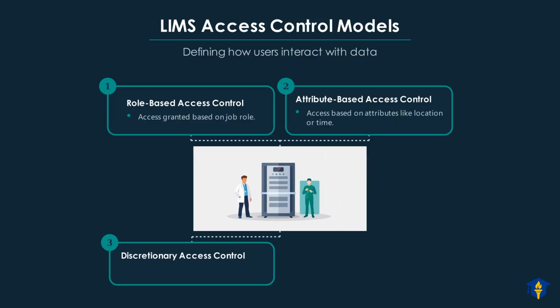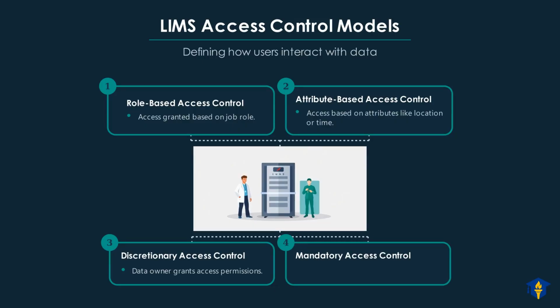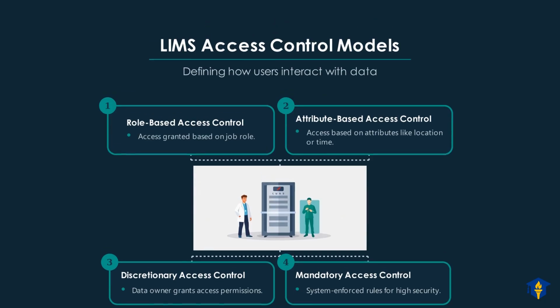Discretionary access control allows the data owner to grant or revoke access permissions. This provides flexibility, but also places responsibility on individual data owners. Mandatory access control involves system-enforced rules for environments requiring high security. These strict, unchangeable rules ensure maximum protection for critical data.